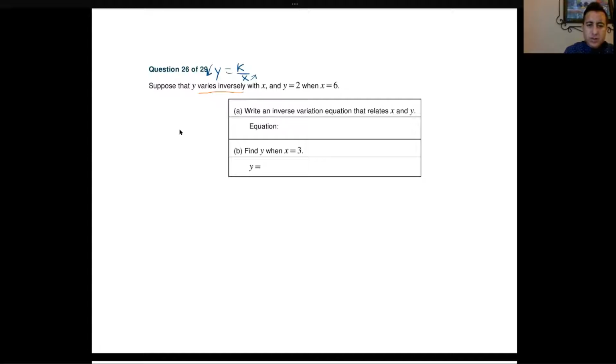All right. If it's direct, then it's the other way, where as this increases, this also increases. All right, so write the inverse variation, which is y equal k over x. Now find y when x equal 3. So we just y equal, but we have this given here. So let's try that first. Because we need to find k first, the constant.